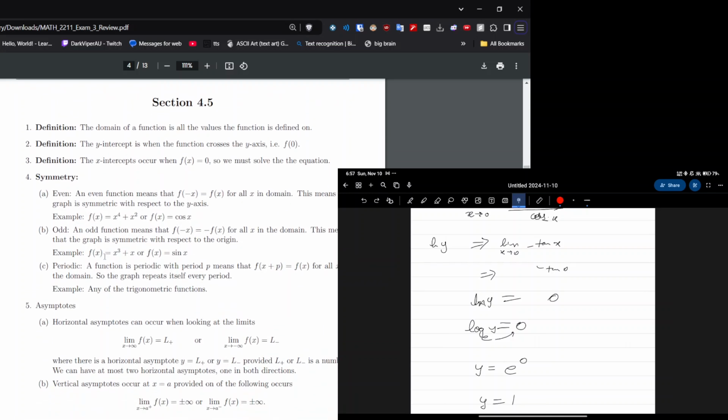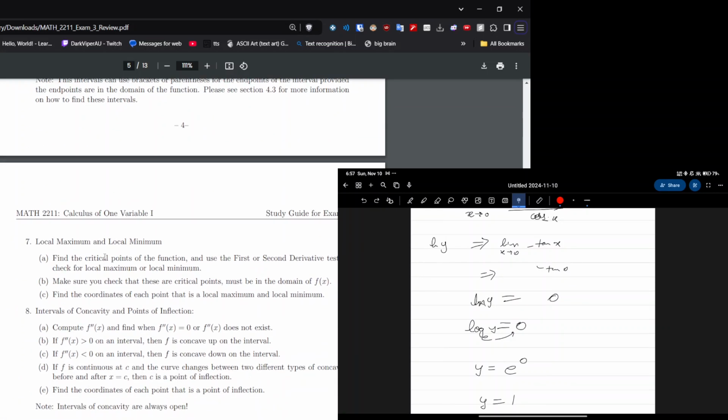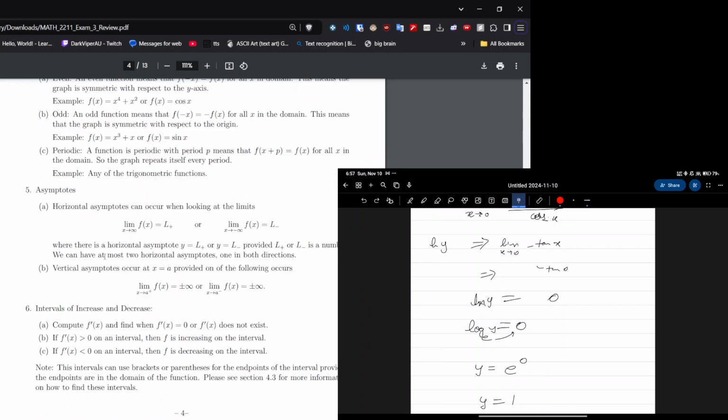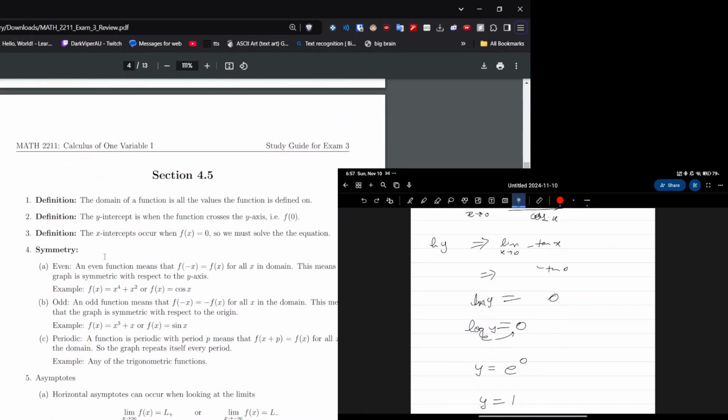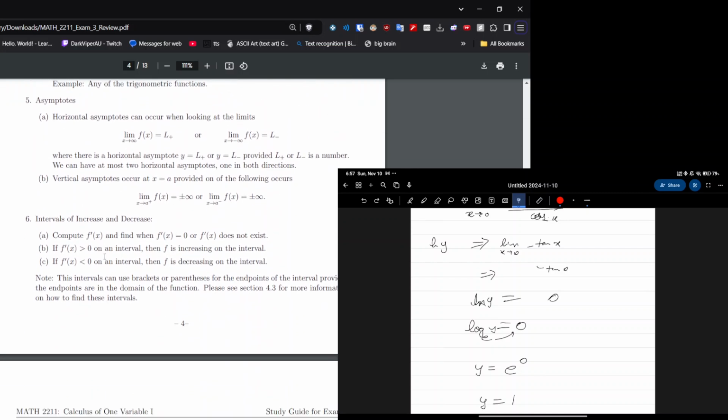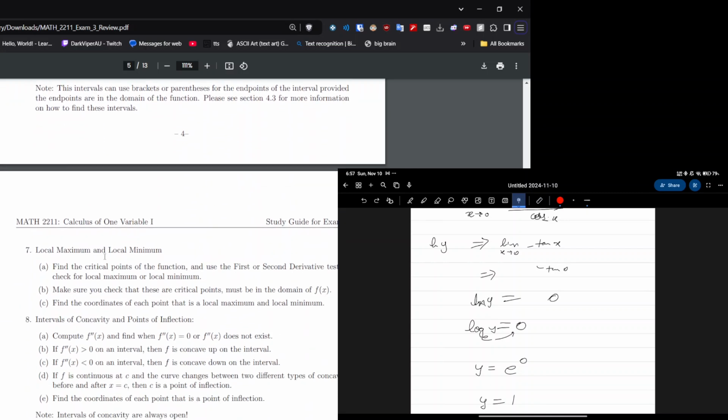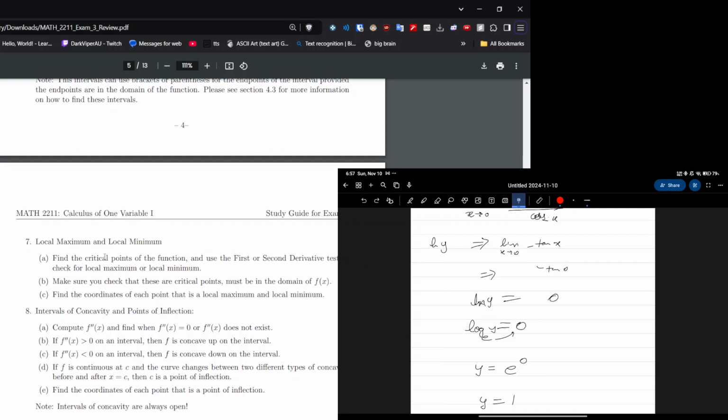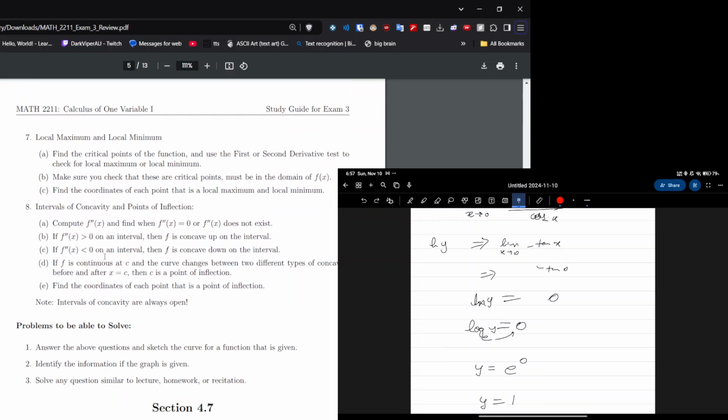Alright. Section 4.5 is constructing a graph, I believe. Yes, it is. So for this, basically what you will do is use all the knowledge you have gathered till now: increasing, decreasing, intercepts, even, odd, horizontal asymptote, vertical asymptote, concavity, local max, min, intervals, and points of inflection, and use that to draw it onto a graph.